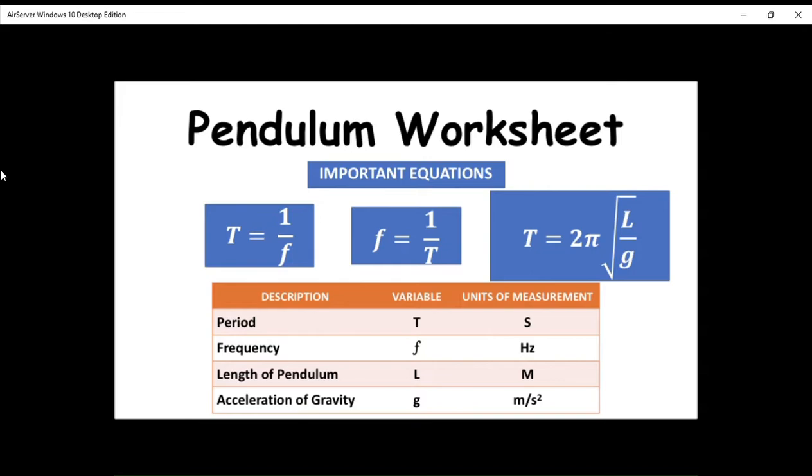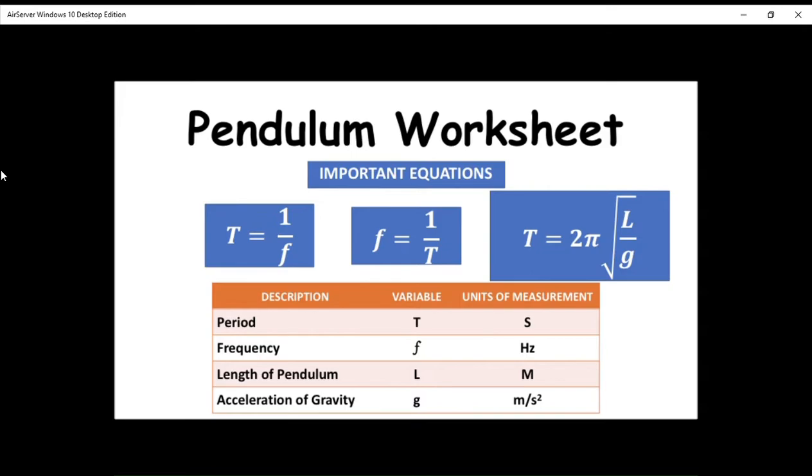Alright, we're going to do this pendulum worksheet. The way it's going to work is I will give you an opportunity to do the problem. You'll record your answer, and then after that you will see me do the problem so you can see whether you were right or wrong. Before we begin, we need to make sure we have all the equations and make sure we understand everything.